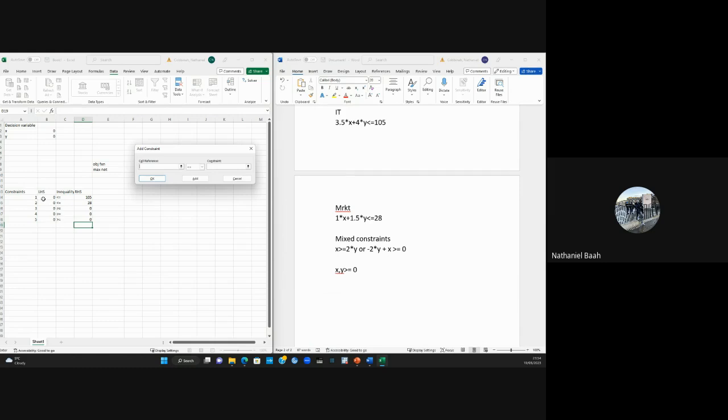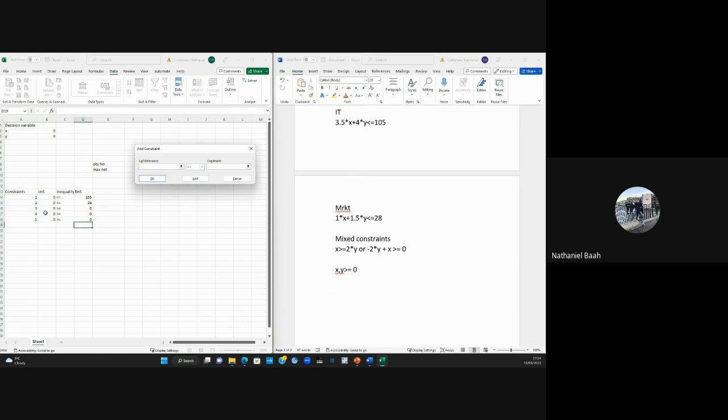So one, so cell reference, I'm going to put my constraint one. I click on it, should be less than or equal to, say the inequality sign is correct. Then I click on the constraint, which is 105. Then I click on add. Good. So I'm on two. Cell reference, that's the one on my left hand side. I click on it, look at the sign, it's correct. So I move to the constraint. Then I click on the constraint, which is 28, add.